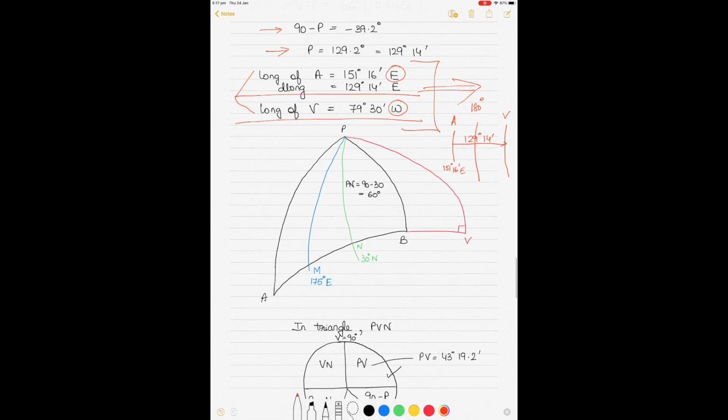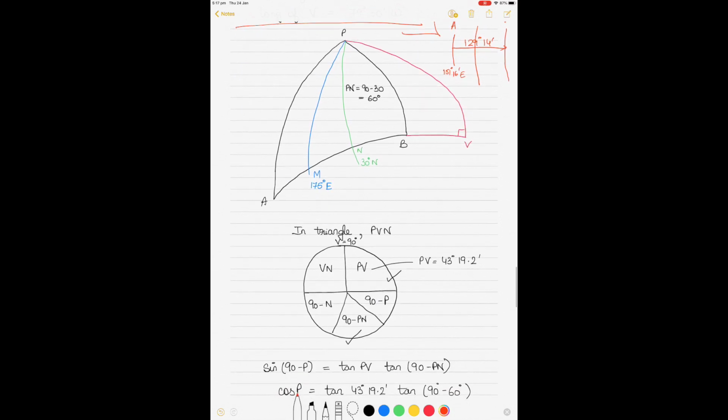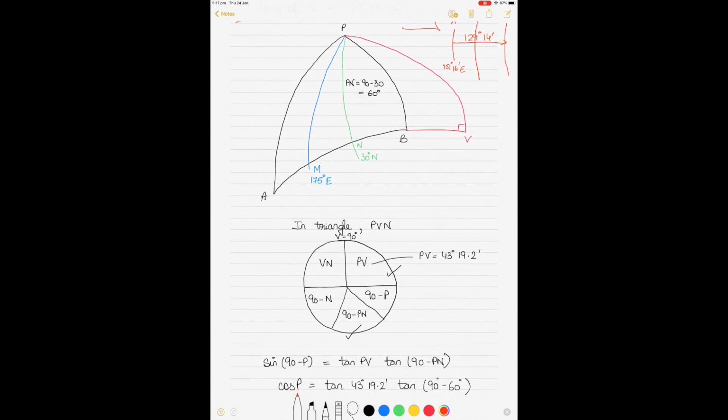Alright, let's come to the fourth part of the question now. I'm trying to find out the intermediate points, where longitude is given to me as 175 degrees east, and I've named it point M, and latitude is given to me as 30 degrees north, which I've named N, and I have to find out the latitude of M and the longitude of N.